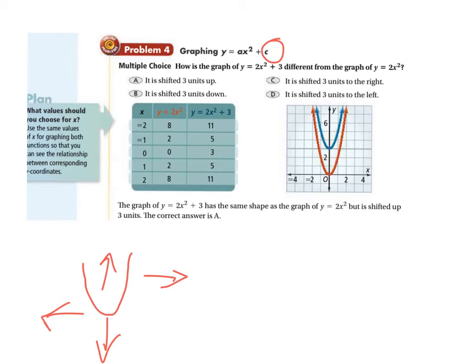So let's talk about this one here. Graphing y equals ax squared plus c. So we have 2x squared plus 3. How is that different from 2x squared? So obviously, first off, 2x squared is going to be narrower than just y equals x squared. And when I add that plus 3 on, it literally shifts it straight up 3. And you can see all the points here I graph, plugging in negative 2, negative 1, 0, 1, and 2. You can see versus 2x squared, and then the plus 3. It literally adds 3, bumps it up by 3 at every point.